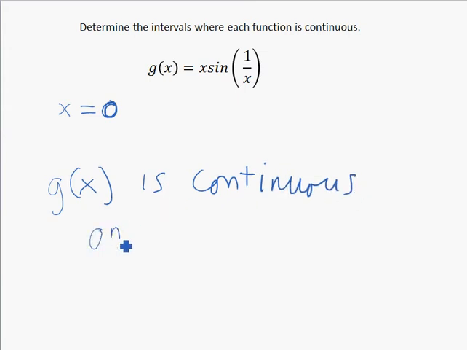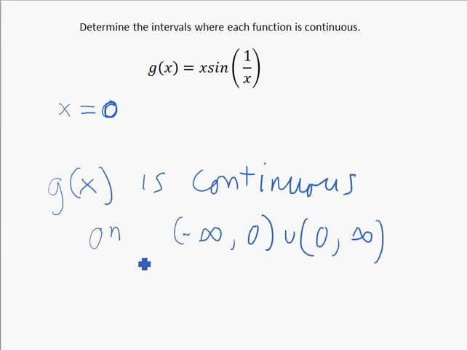on, and you could write this several ways. I'll write it like this first. Negative infinity to 0, union with 0 to infinity. This says all numbers from negative infinity up to 0, but not including 0, and then all numbers from 0 to infinity, not including 0. So you could write it like this.